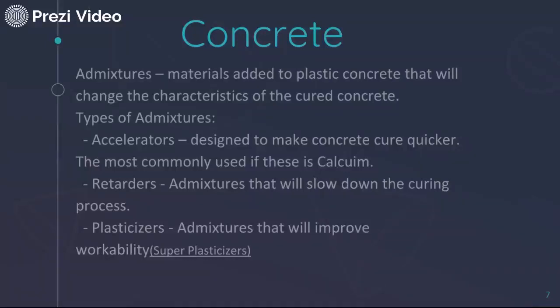Then you want to talk about retarders, an admixture that will slow down the curing process. So we'll use this when we're doing concrete when it's hot and humid. You want to add a retarder. Plasticizers are admixtures that will improve the workability of concrete.